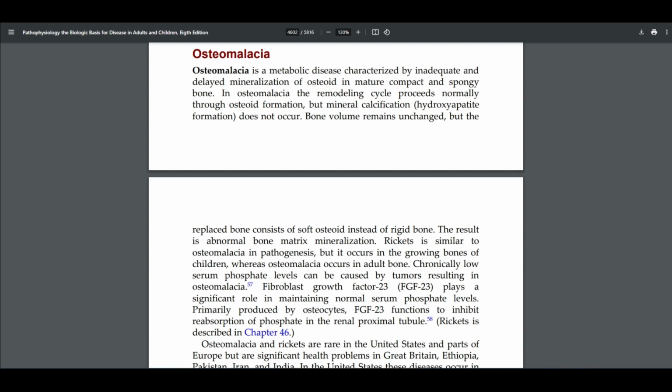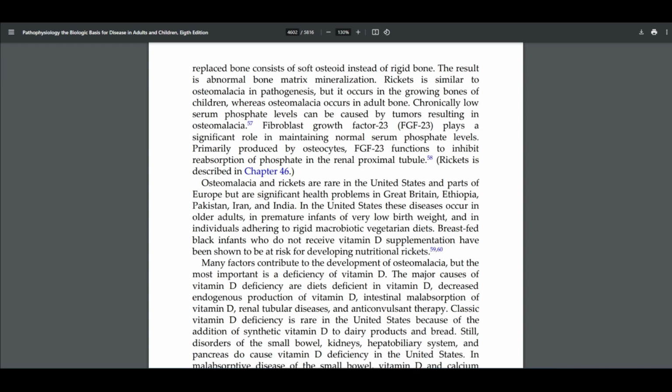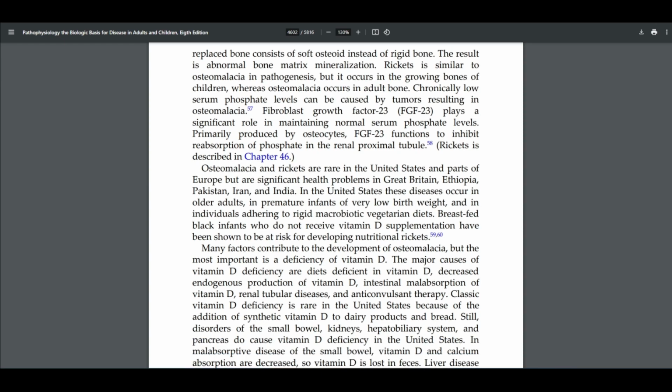Osteomalacia is a metabolic disease characterized by inadequate and delayed mineralization of osteoid in mature, compact, and spongy bone. In osteomalacia, the remodeling cycle proceeds normally through osteoid formation, but mineral calcification does not occur. Bone volume remains unchanged, but replaced bone consists of soft osteoid instead of rigid bone. The result is abnormal bone matrix mineralization.